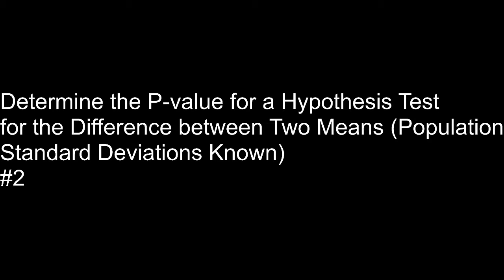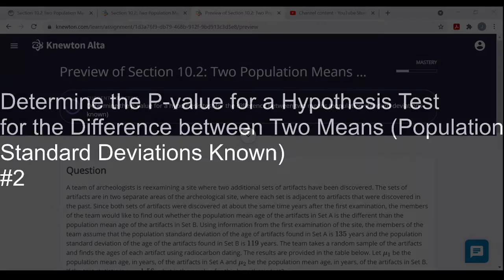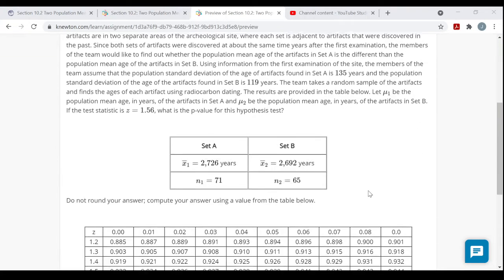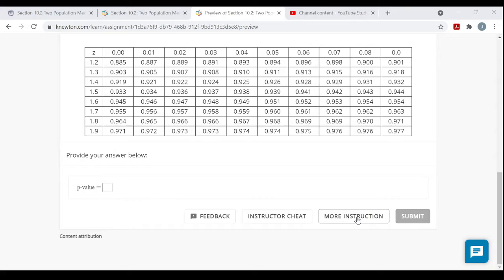And this is the second video on this objective. Hopefully you've watched the first one as well. And let's take a look at the problem. Now, if you want to see more on the objective, click on More Instruction, look at their videos, their notes, their examples, and hopefully those help you out.